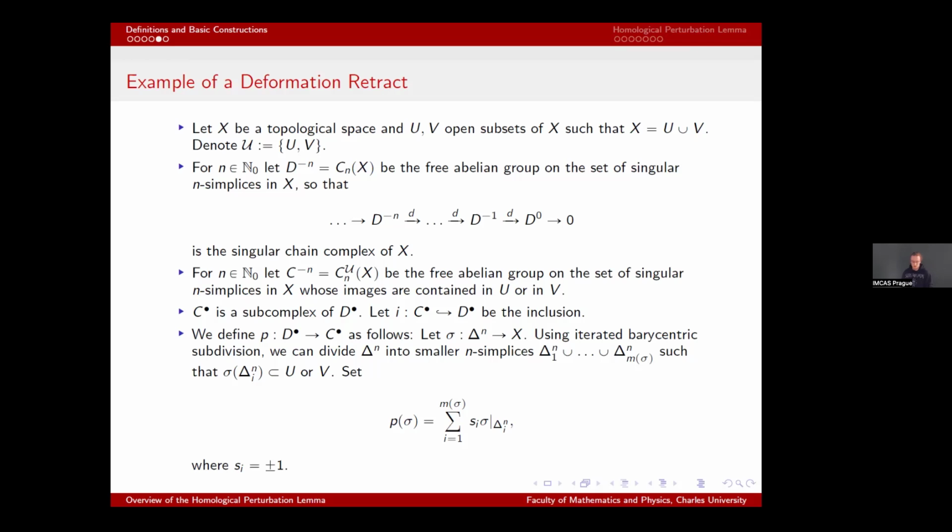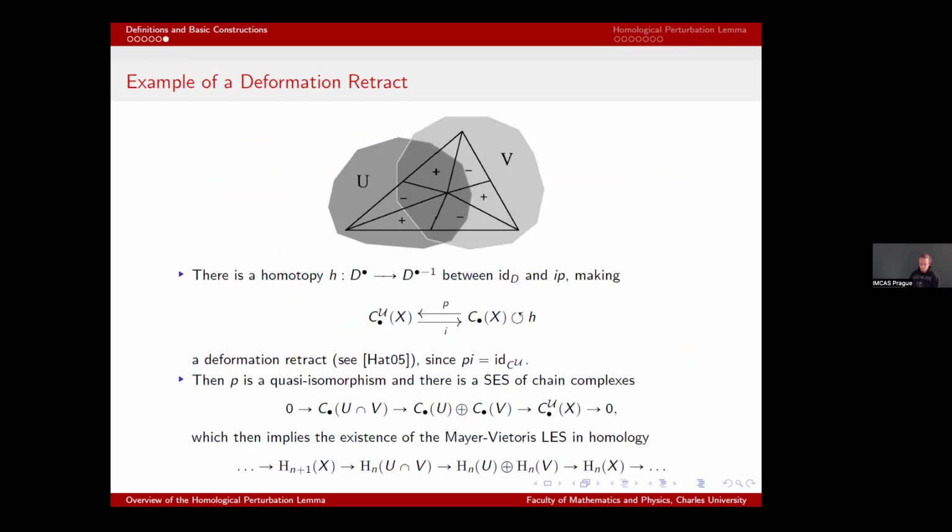And then we assign to sigma the sum of the restrictions to these smaller n simplices, with some plus or minus ones. The details are described in the book of Allen Hatcher. So I think this is a good picture to illustrate how the map P works.